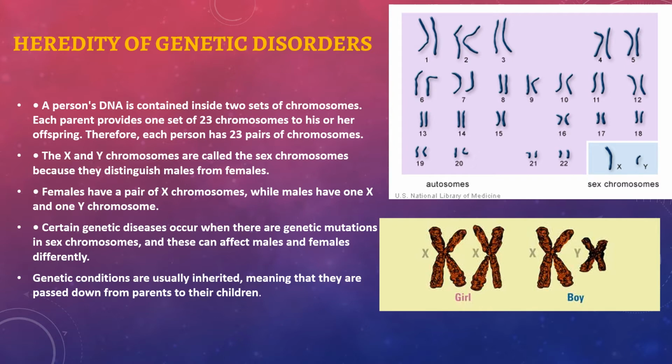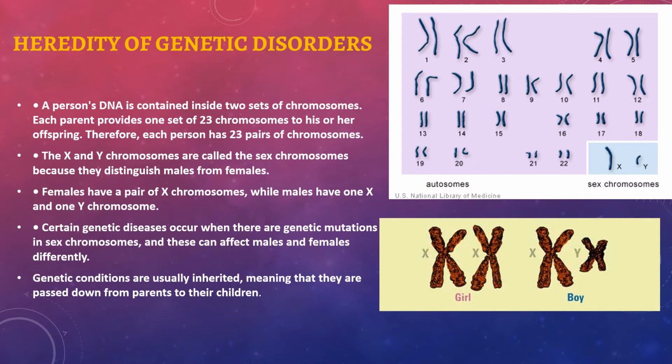Next, coming to heredity of genetic disorders. A person's DNA is contained inside two sets of chromosomes. Each parent provides one set of 23 chromosomes to his or her offspring. Therefore, each person has 23 pairs of chromosomes, which is a total of 46 chromosomes. The X and Y chromosomes are called the sex chromosomes because they distinguish males from females.